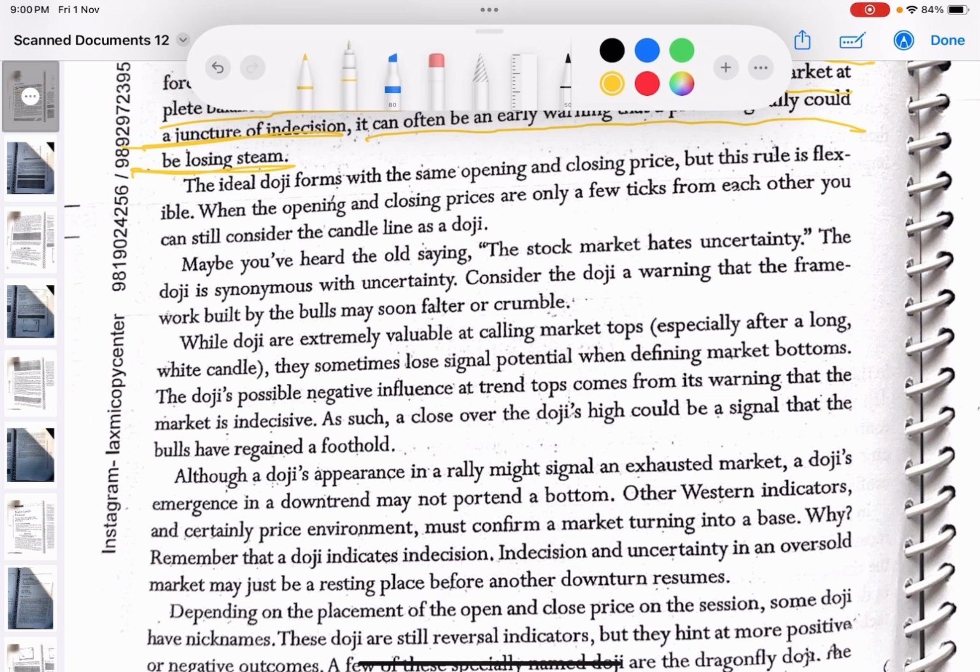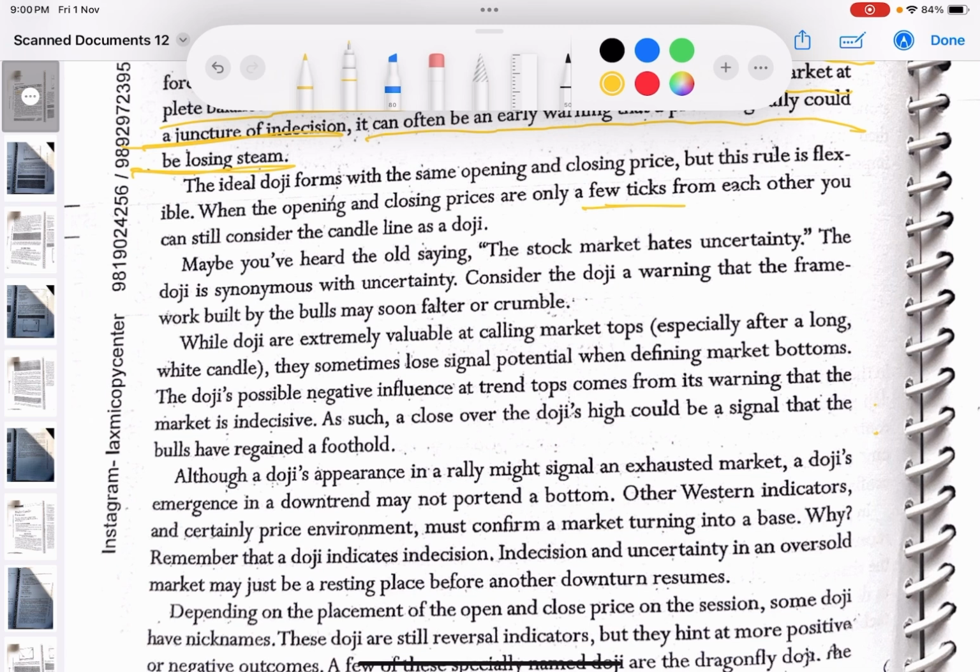Sometimes if you have a point of difference, a little bit of difference between the opening and closing, it is also known as a doji only. So, it's not necessary that it should be exactly at that particular opening. You need to be a little bit flexible with it because the market is different every single day. When the opening and the closing prices are only a few ticks from each other, you may still consider it to be a doji.